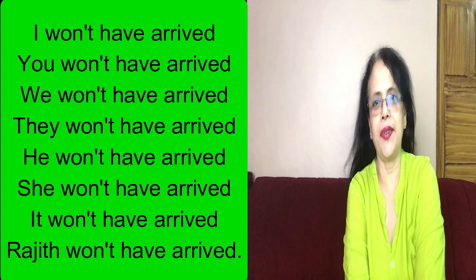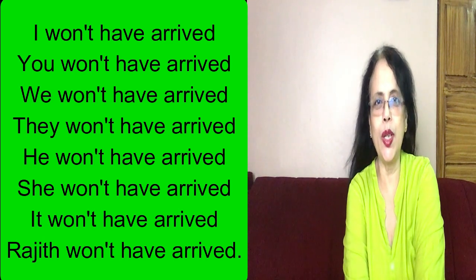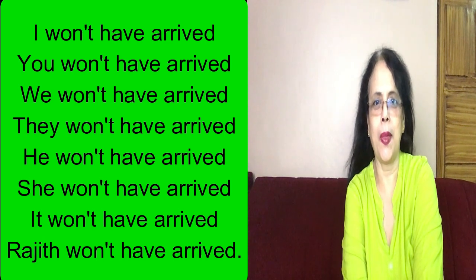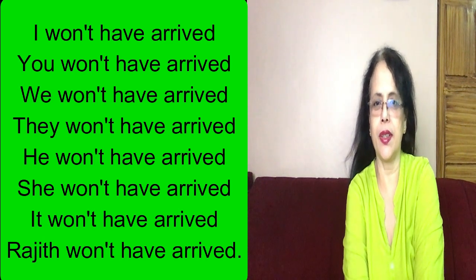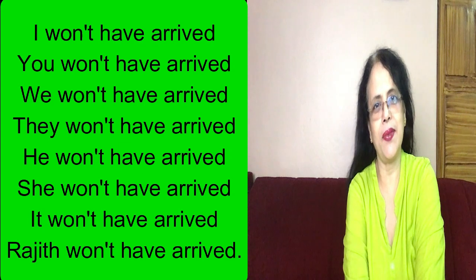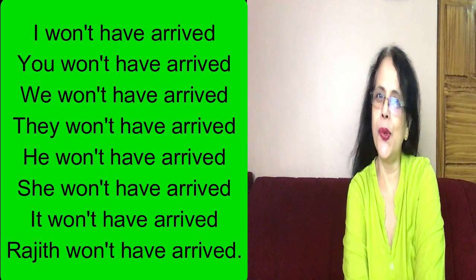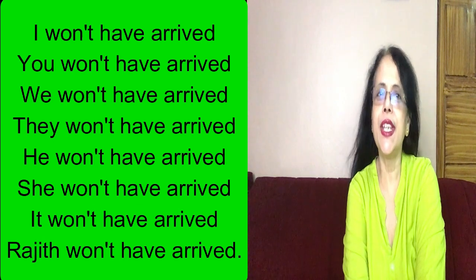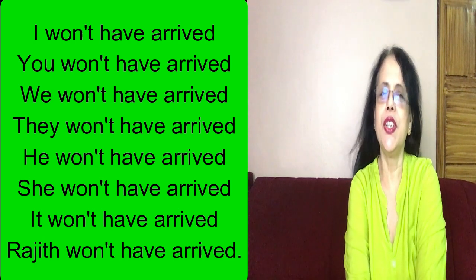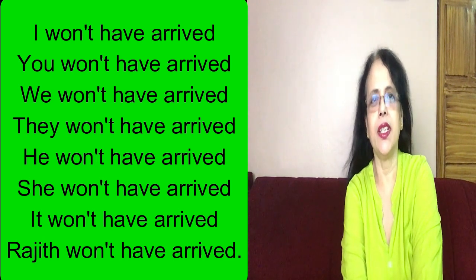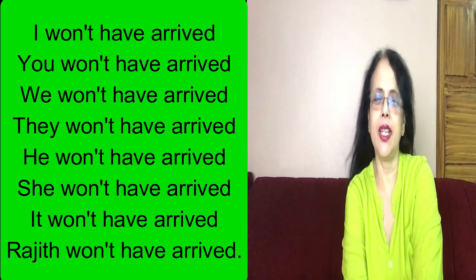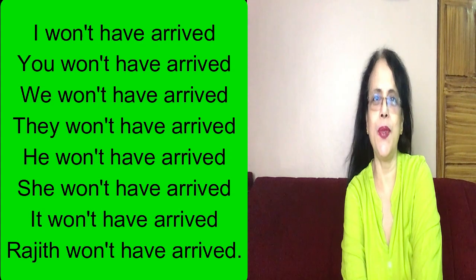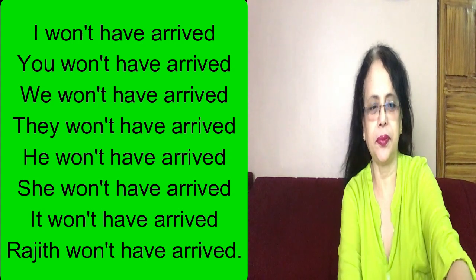I won't have arrived. Will not will change to won't. I won't have arrived. You won't have arrived. We won't have arrived. They won't have arrived. He won't have arrived. She won't have arrived. It won't have arrived. Rajit won't have arrived. So these are the short forms in negatives.